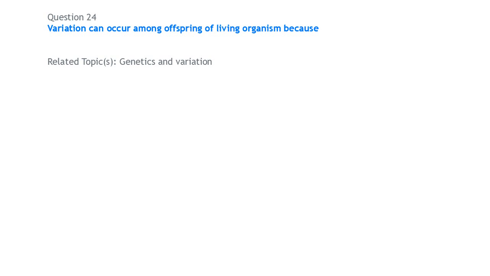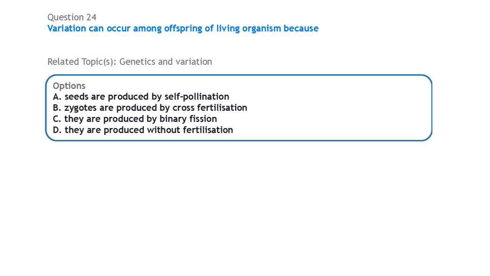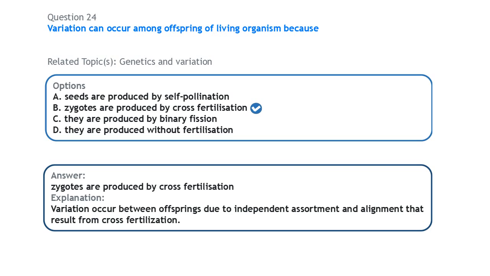Next question on genetics and variation. Variation can occur among offspring of living organisms because... The differences that you have among offspring of living organisms are because of the cross fertilization that occurs. During cross fertilization we have independent assortment or alignment of the genes, which leads to the production of a unique trait in the offspring that contributes to their differences.